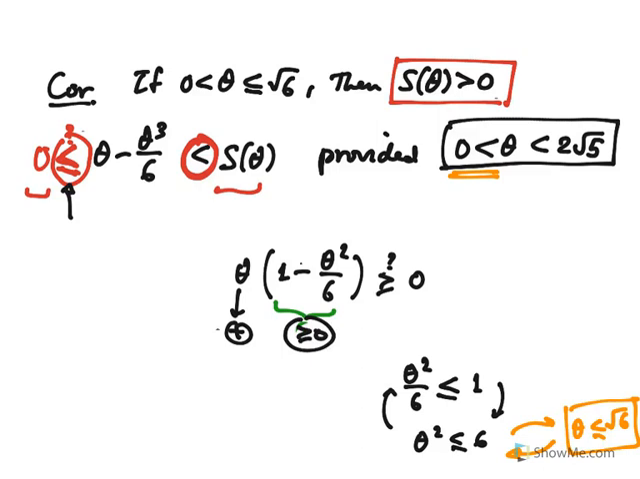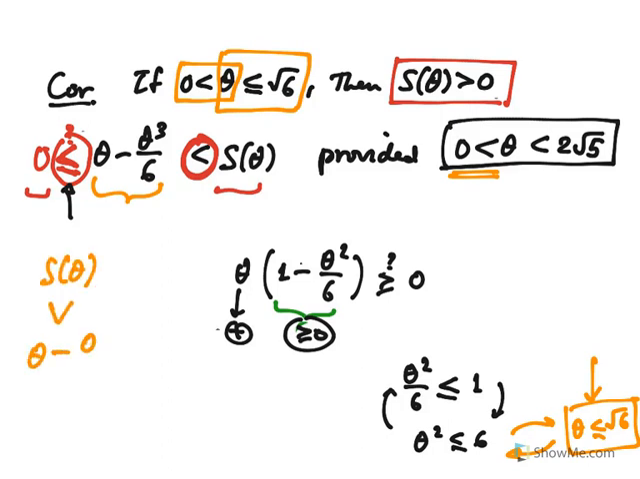So theta does have to be positive, that's why we need this bound here. But then also we need to restrict theta to be less than or equal to root 6, just to make sure that this expression is non-negative. And then by transitivity, s of theta is greater than theta minus theta cubed over 6, which is greater than or equal to 0. So by the transitive property, we can essentially ignore the thing in the middle and conclude that s of theta is greater than 0.